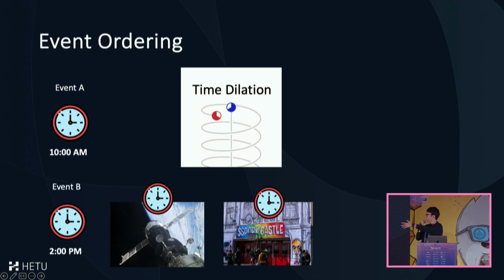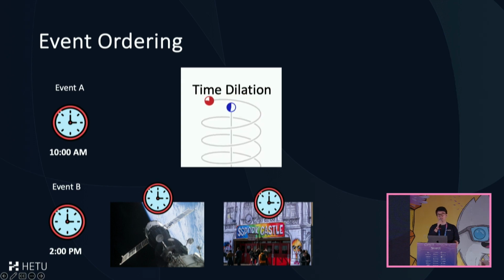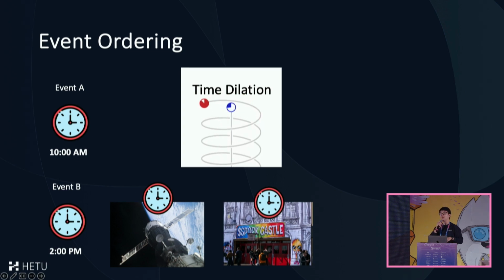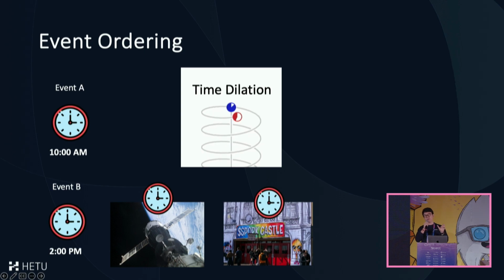For example, here on the left is the International Space Station. Because it's moving with relative motion with respect to, for example, the location of ETHDenver, the times actually disagree with each other. So they don't have a common time.